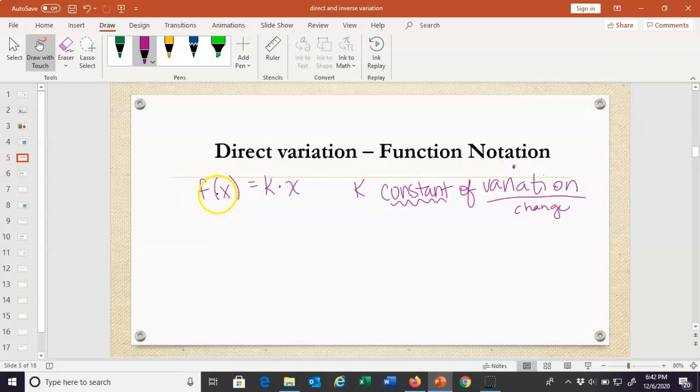And this is the direct variation in function notation, but we can also see it written using y a lot. So I wanted to show you both ways. I typically tend to work with it using the y.